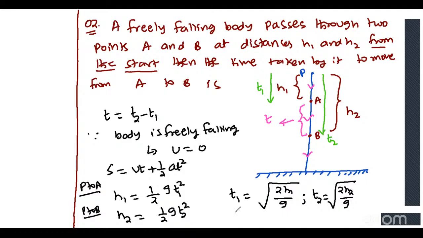Can we put the g value as 9.8 and solve it? You don't know h1 and h2. Only one value we know now. If we know any other value, then we can put it.